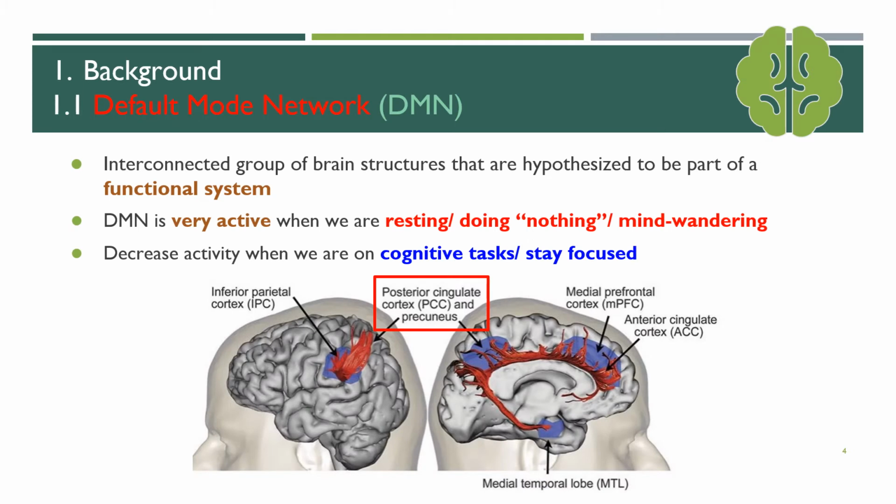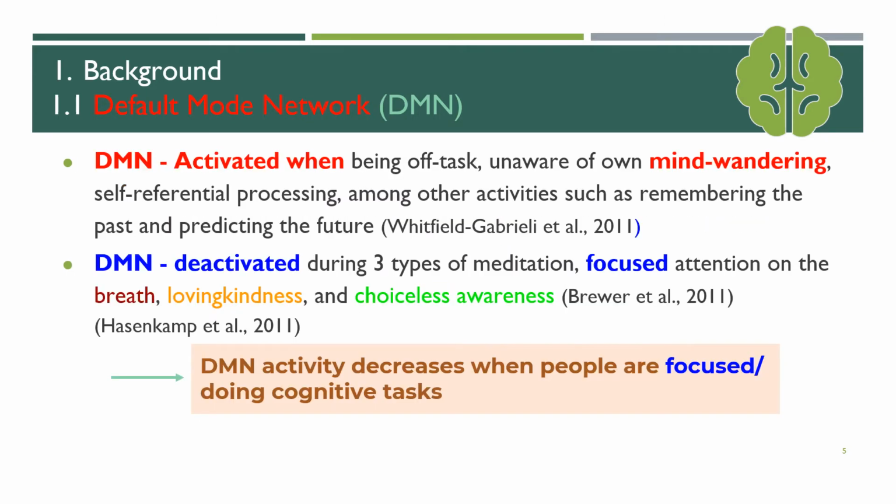The default mode network (DMN) is an interconnected group of brain structures that are hypothesized to be a part of a functional system. It includes the medial prefrontal cortex, posterior cingulate cortex (PCC), and inferior parietal lobule. Studies show that DMN was related to mind wandering. When people are at rest or doing nothing, the DMN activities increase.